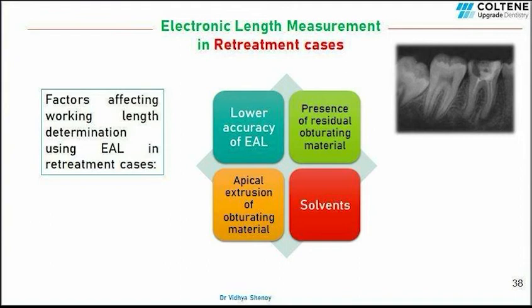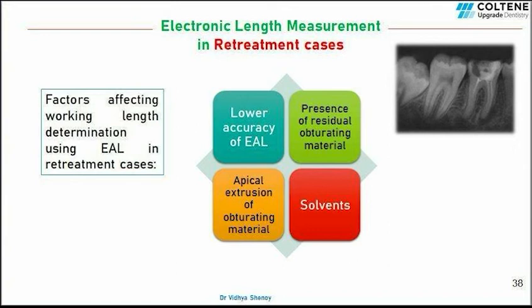Electronic length measurement in endodontic retreatment. During endodontic retreatment, usually more number of radiographs are required compared to the primary root canal cases. So, using apex locators can help us to reduce the number of radiographs that are required and reduce the radiation exposure of patients. Many studies have evaluated the accuracy of apex locators in retreatment cases, and they have found the accuracy to be ranging from 83 to 93%. So overall, the apex locators show lower accuracy in retreatment cases compared to the primary root canal cases.